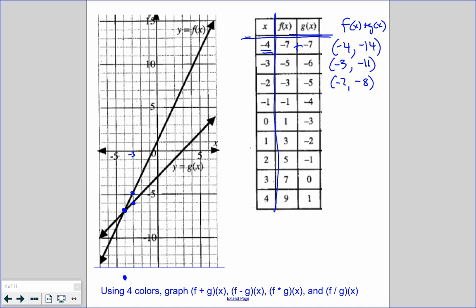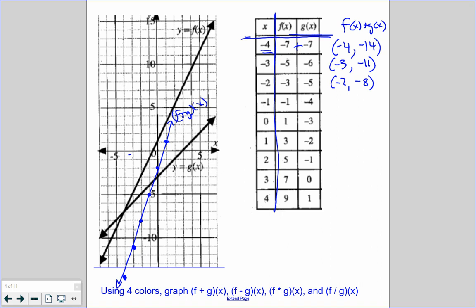So if I add those 2 points, I get -11. And again, the x-coordinate's not changing. -2, -8, because again, I take these 2 points and I add them up. And here, take these 2 points and add them up. And I will get -5. If I keep going here, it's going to be 0, -2, and 1, 1. And again here, so this is my f plus g of x.